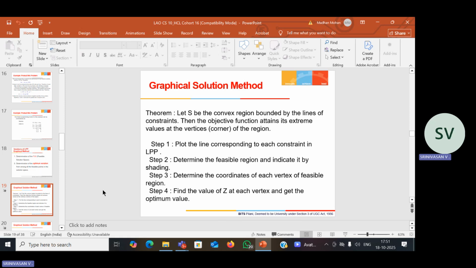Determine the feasible region and indicate it by shading the common area. That is the feasible region. Determine the coordinates of each vertex of the feasible region. So you have more corner points in your feasible region, and you have to take the appropriate one which gives the maximum for maximization, minimum for minimization. Find the value of Z at each vertex and get the maximum value or minimum value as the case may be. All these things I already explained.